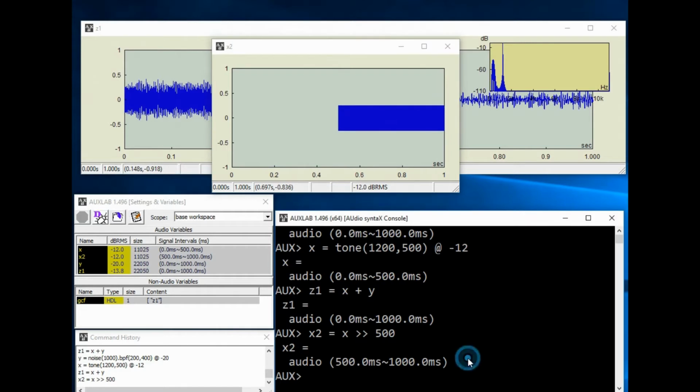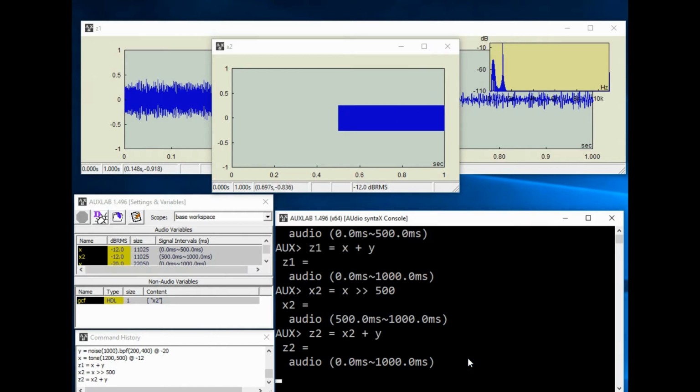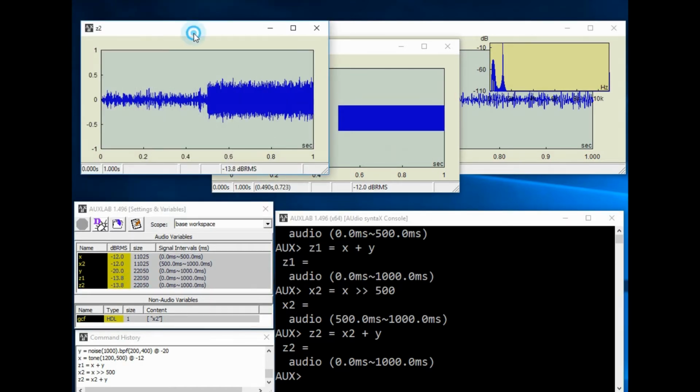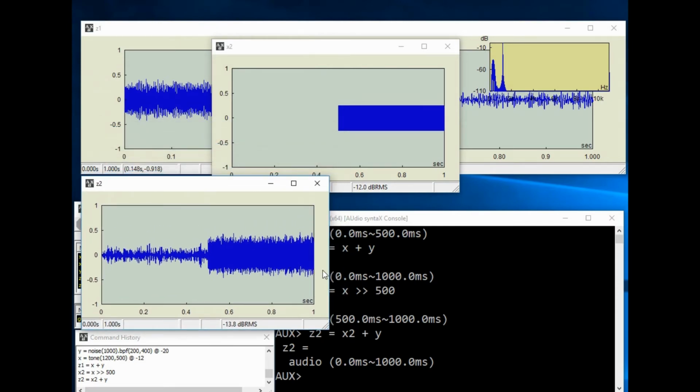Now, for Z2, we are adding Y to X2, the time-shifted version. So here you go, Z2. If you compare Z2 to Z1, now we know how they are different.